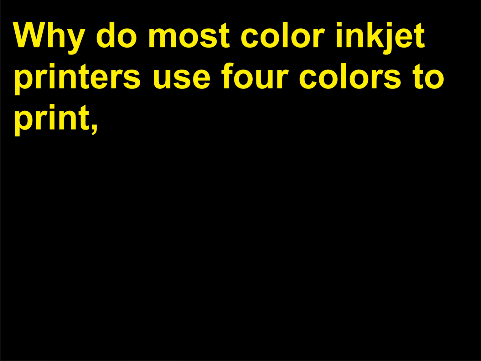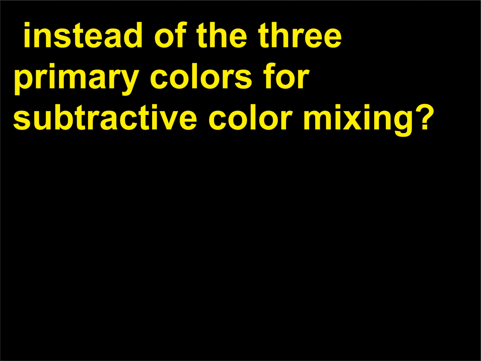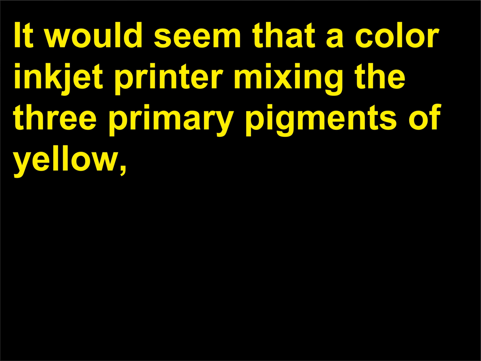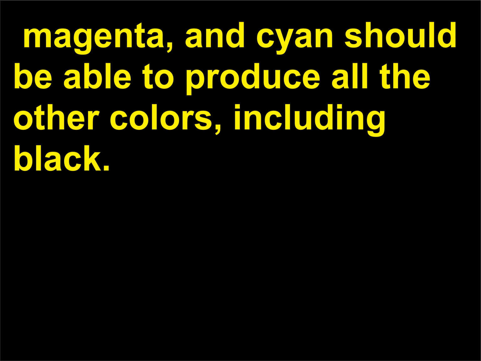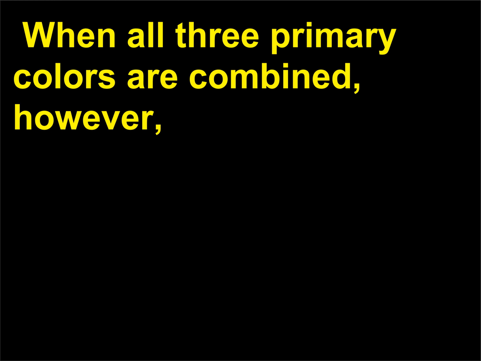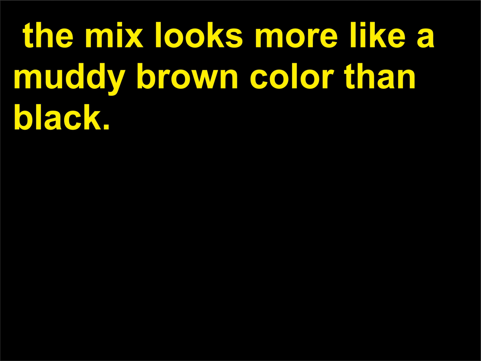Why do most color inkjet printers use 4 colors to print, instead of the 3 primary colors for subtractive color mixing? It would seem that a color inkjet printer mixing the 3 primary pigments of yellow, magenta, and cyan should be able to produce all the other colors, including black. When all 3 primary colors are combined, however, the mix looks more like a muddy brown color than black.